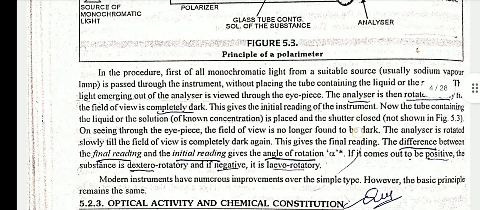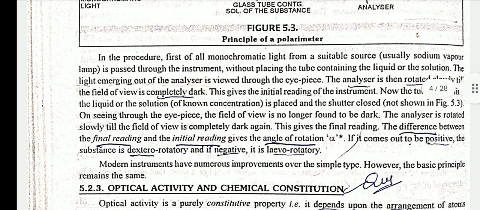In the procedure, first of all, monochromatic light from a suitable source, usually a sodium vapor lamp, is passed through the instrument without placing the tube containing the liquid or the solution. The light emerging out of the analyzer is viewed through the eyepiece. The analyzer is then rotated slowly till the field of view is completely dark. This gives the initial reading of the instrument.